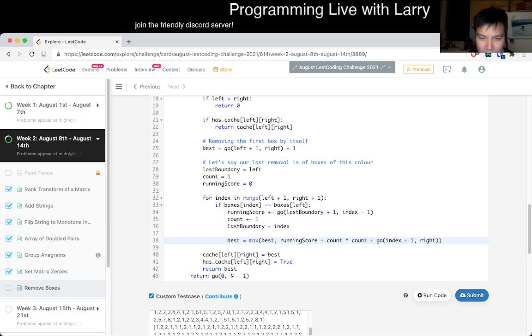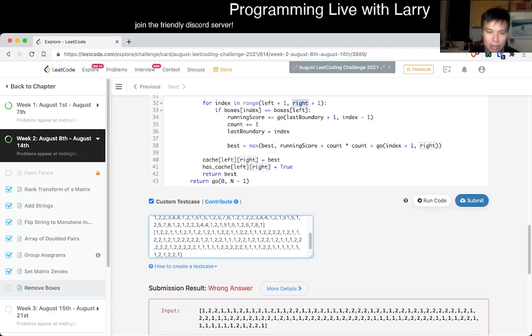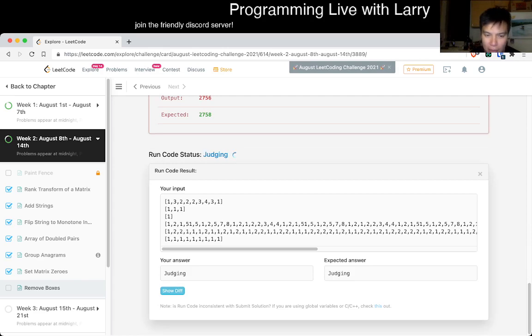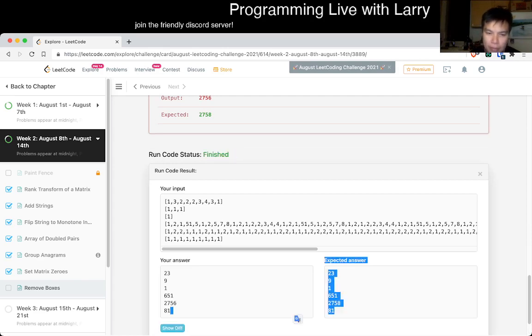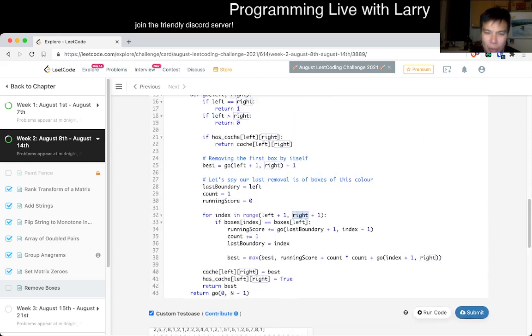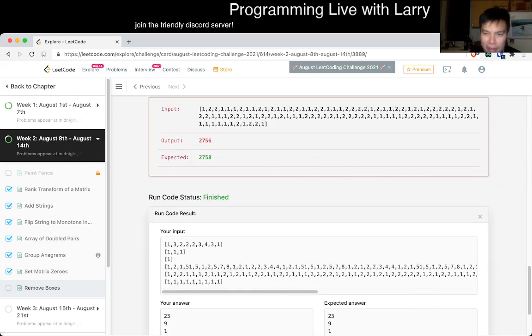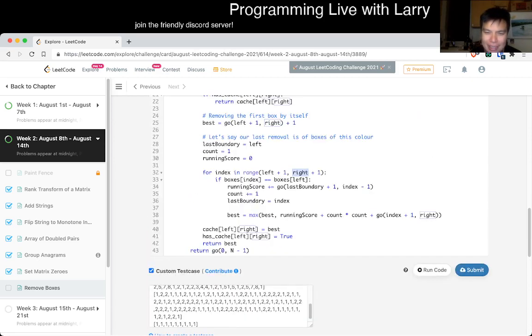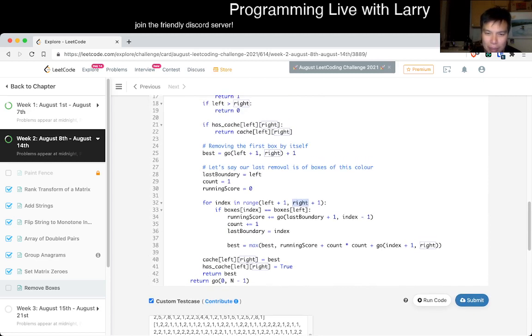Let's see. Running score should be okay. This is right, but am I doing this right? Yeah, we definitely want to consider all of it. Would that give me a wrong answer? I hope so. Nope. That's annoying. This is probably way tough to figure out. This is a hard problem to debug, or at least this case is way hard to debug.